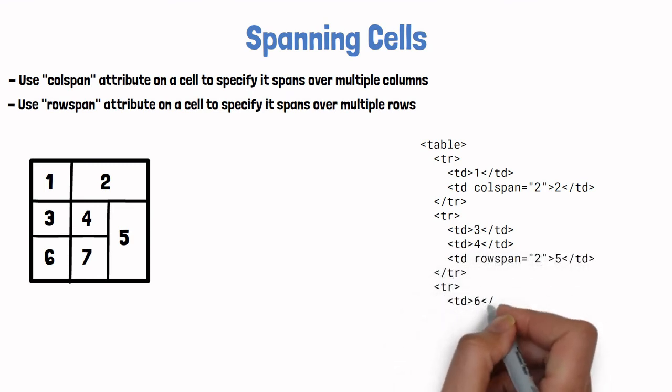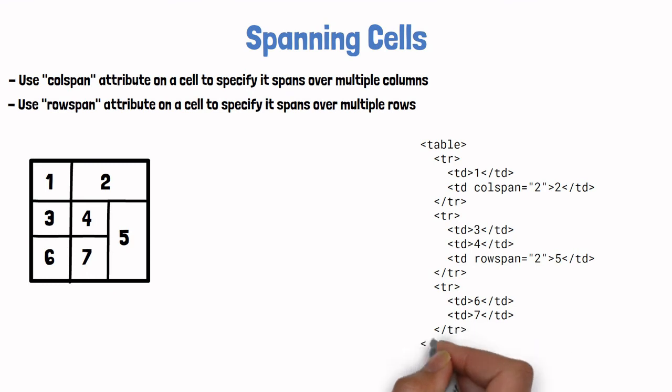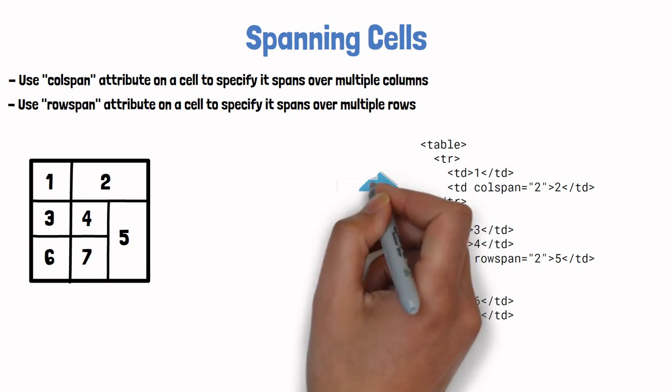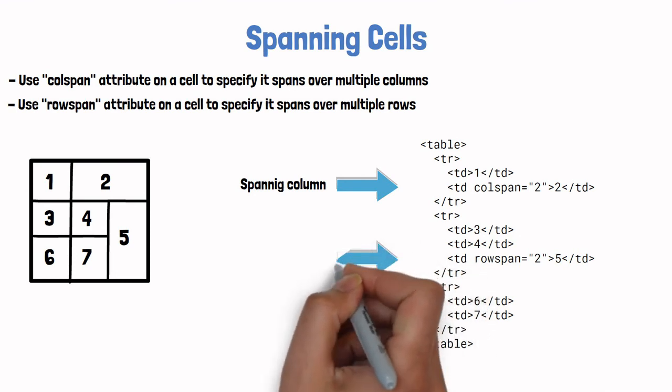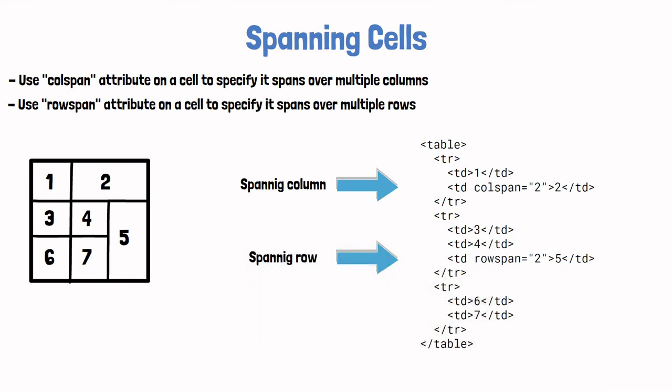Notice how we specify only 2 table data cells in the first row, because the second one spans over 2 cells. Also notice that in the third row, we also specify just 2 data cells. This is because in the second row, the third cell spans over 2 rows.